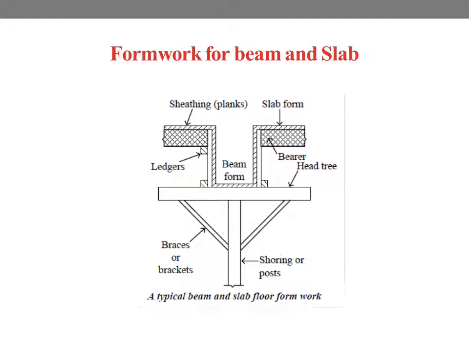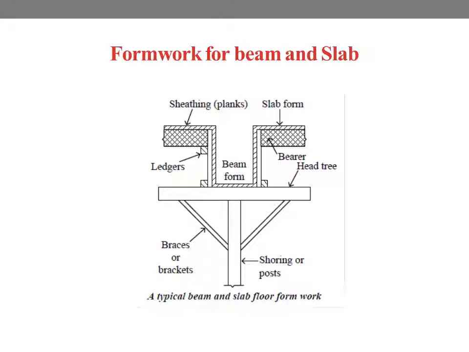Next, moving on to the formwork for beam and slab. Beam formwork consists of an open trough section and because it is not closed at the top, requires more supporting framework to restrain the sides. Beam forms must be shored up at frequent intervals to prevent sagging under the weight of fresh concrete. In monolithic construction, beams or girders and slabs are cast as a single unit.